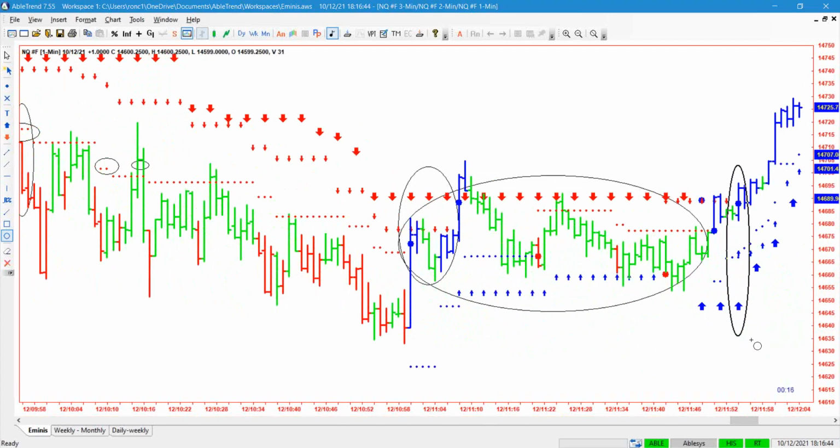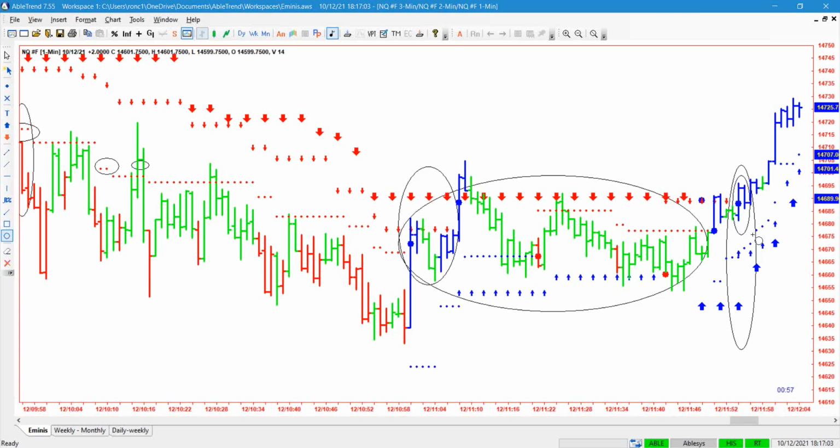That's a perfect triple confirmation buy signal. Just doesn't get any more clear with Able Trend than that. And that's the beauty of it. It gives you a nice, clear picture, Able Trend. Nice, clear picture of what's going on in the market. All the clues are right on the chart.